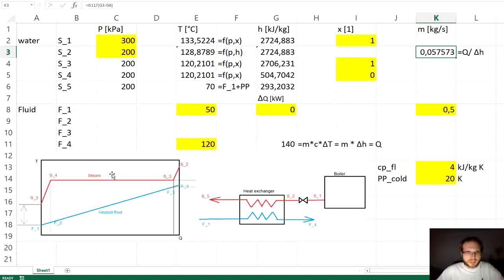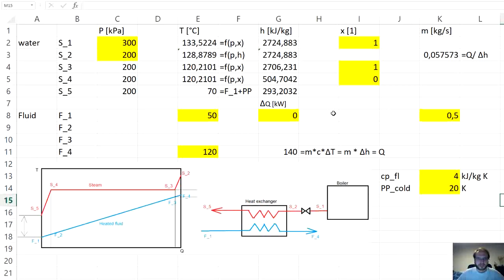And now we are still missing the temperatures at the points F2 and F3, especially at F3, to verify the actual temperature difference between the temperature at F3 and the temperature at S3. So now how to get these temperatures.